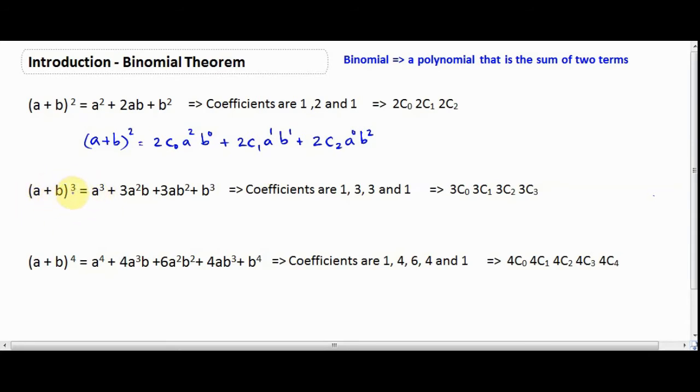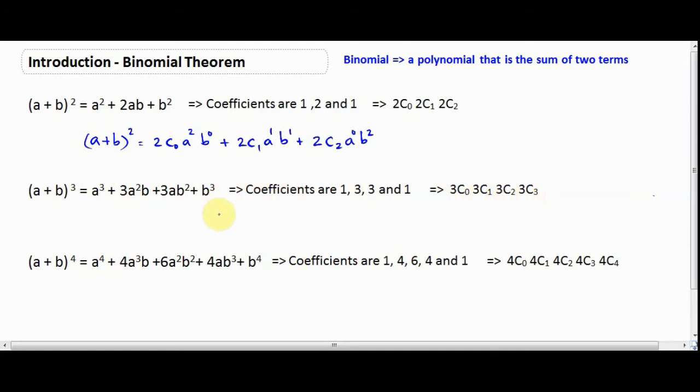A plus b whole cube is equal to a cube plus 3a square b plus 3ab square plus b cube. Now here coefficients are 1, 3, 3 and 1. You can see that here coefficient of a cube is 1, the second term is having a coefficient of 3, and the third term is having again a coefficient of 3 itself, and b cube term is having a coefficient of 1. And these coefficients can be represented like this: 3c0, 3c1, 3c2 and 3c3.